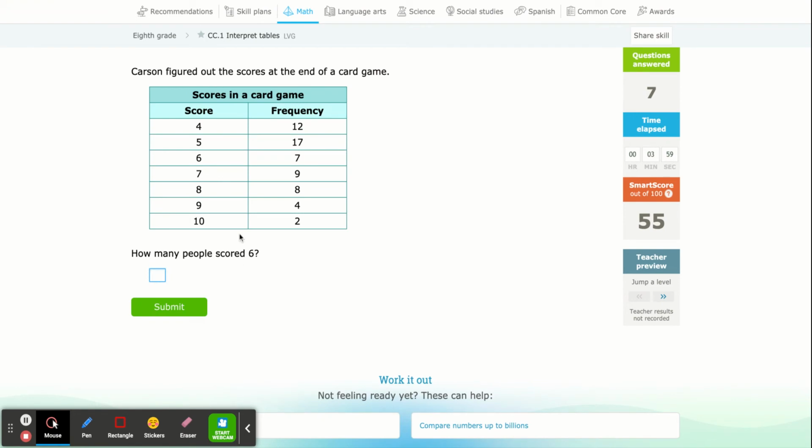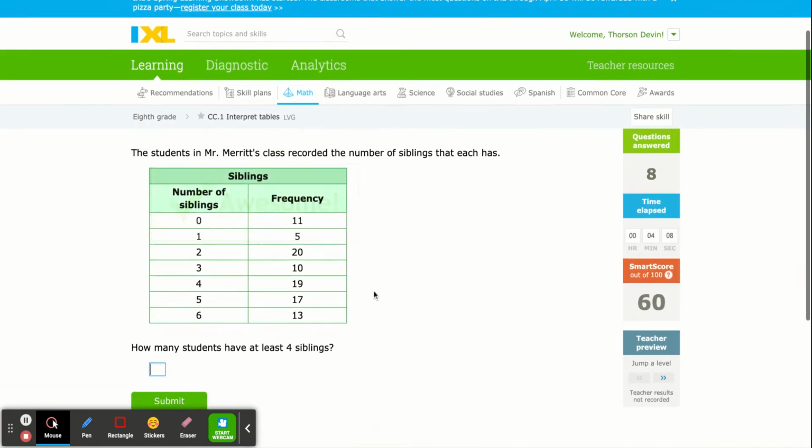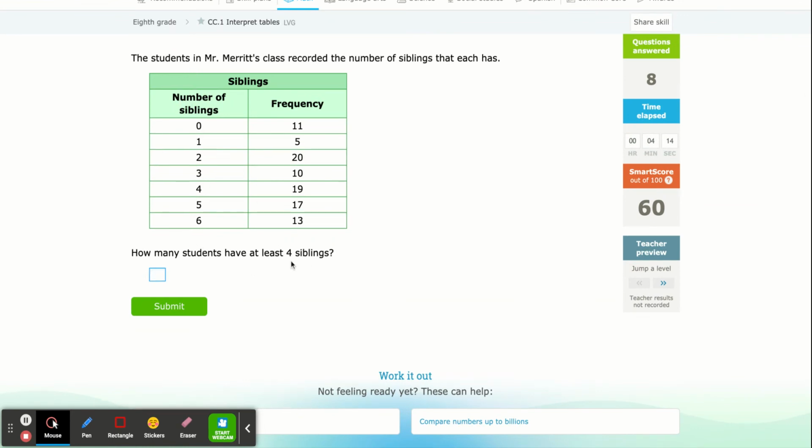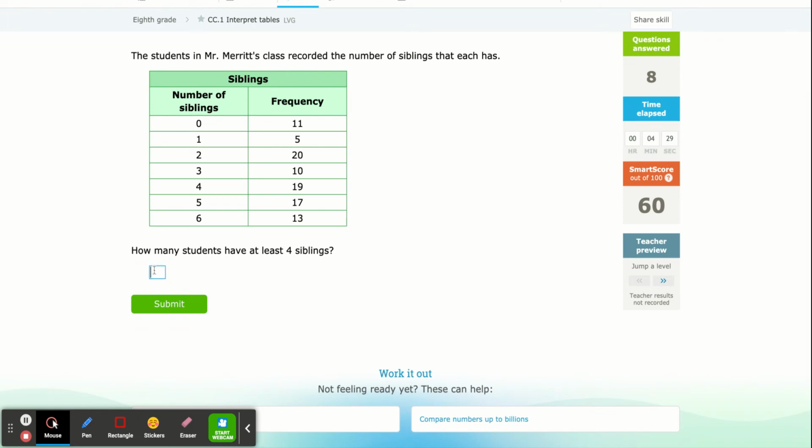How many people scored 6? The number scored is the first column. Here's 6. I look over here, find the frequency. 7 people scored a score of 6. How many students have at least 4 siblings? The number of siblings is the first column, and we want at least 4. So 4, 5, and 6, it's these 3. I add those all up, and I get 49.